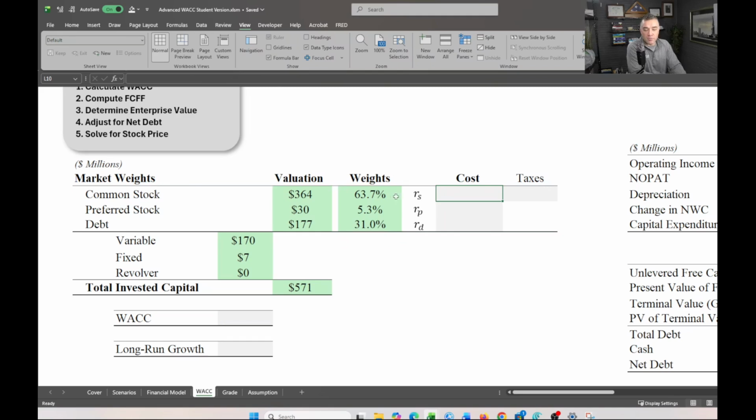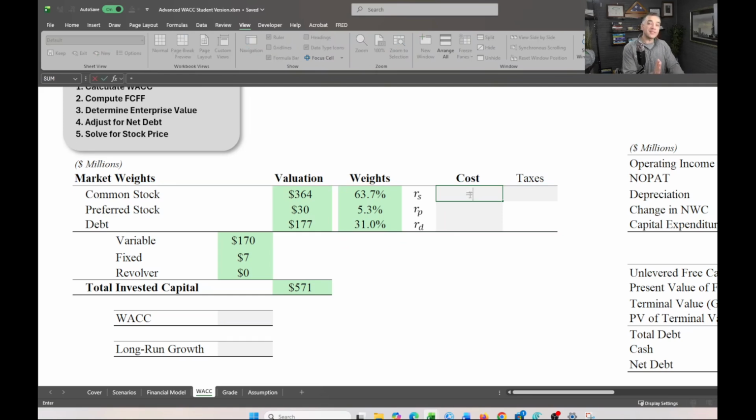Next, we've got the weights. We want to find out the cost. What's the cost of common stock, which is the most difficult to come up with a good answer because it's not as precise as debt, where we can do a simple calculation to find the cost of debt. So in this example, to find the cost of equity, we're going to use the CAPM model, the capital asset pricing model.